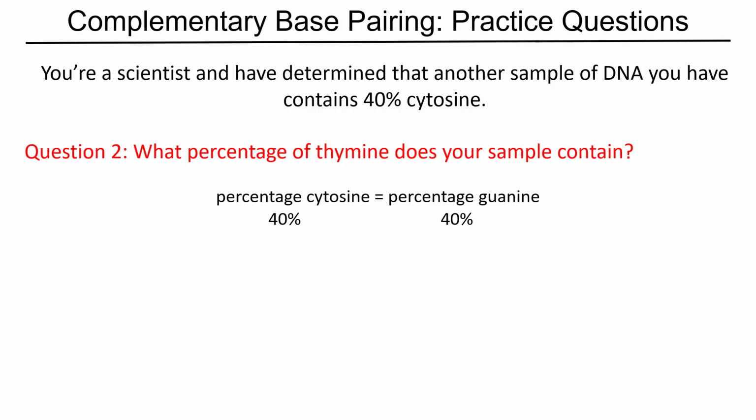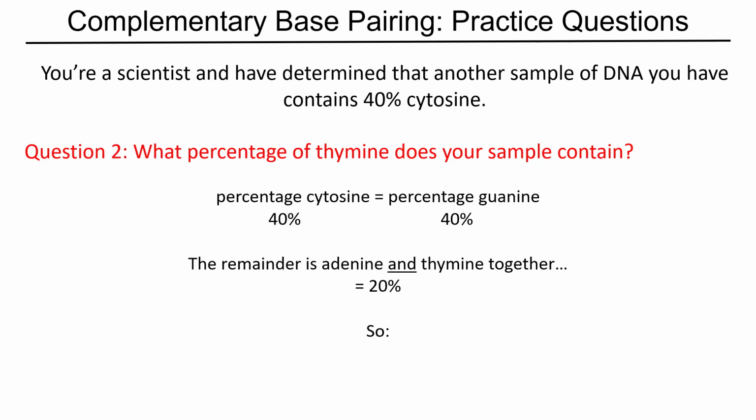Now, what is the question asking for? The question wants to know what percentage of thymine our sample contains. Well, we know there's cytosine, guanine, thymine, and adenine. So the other two are adenine and thymine together. Cytosine and guanine are 40 and 40, so those two together are 80%. That means adenine and thymine together are going to be 20% of what's left. Now remember, these are both of these together, so you have to divide this in two, because half of that 20% is adenine and half is thymine.